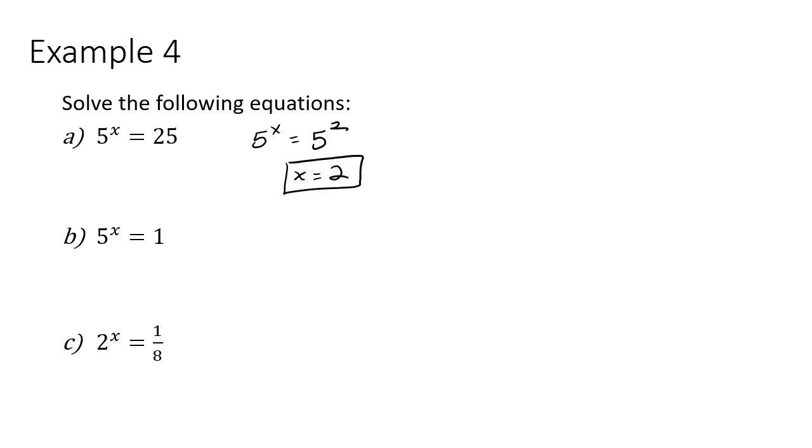In part B, we've got 5 to the x power is equal to 1. So same idea, but this relies again on a property of exponents. We can still write both sides as a power of base 5 by writing 1 as 5 to the 0th power. And so the question is, what exponent x would make this equal to 1? The answer is 0. X has to be equal to 0.